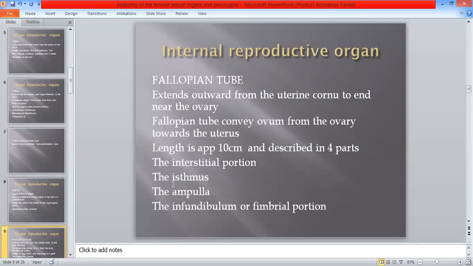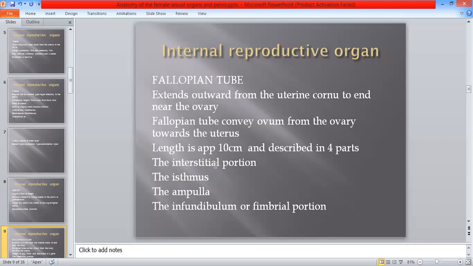The next thing is the fallopian tubes. The fallopian tubes extend outward from the uterine cornu towards the ovary. The fallopian tube conveys the ovum from the ovary towards the uterus. Its length is approximately 10 centimeters, and it is described in four parts.